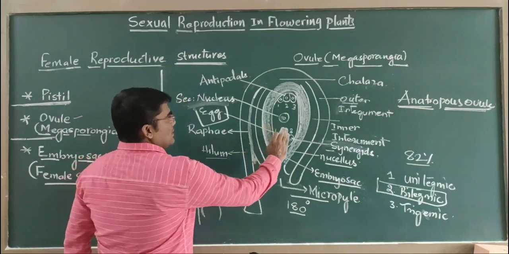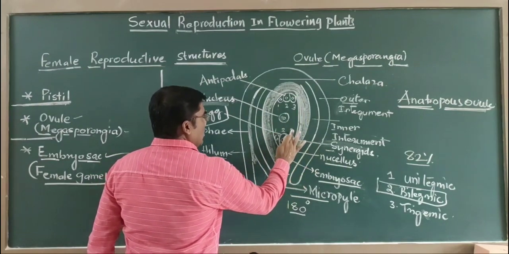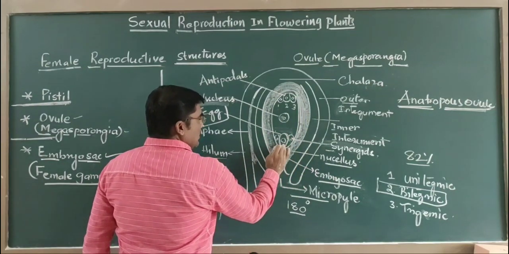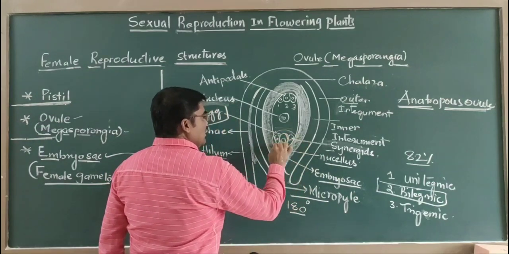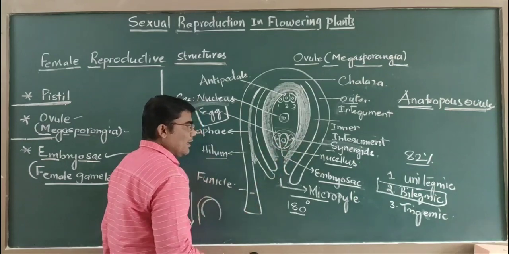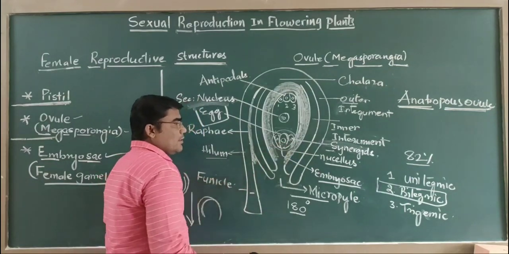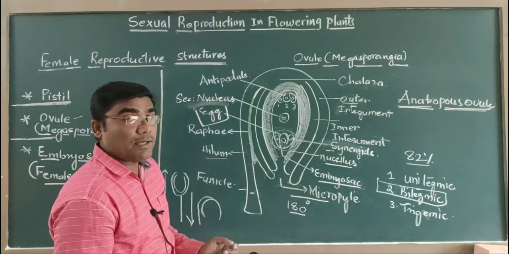So this is the structure of the embryo sac. Here in the embryo sac we observe 3 cells towards the micropylar region. These 3 cells are 2 synergids and an egg cell. These 3 cells all together are called the egg apparatus.